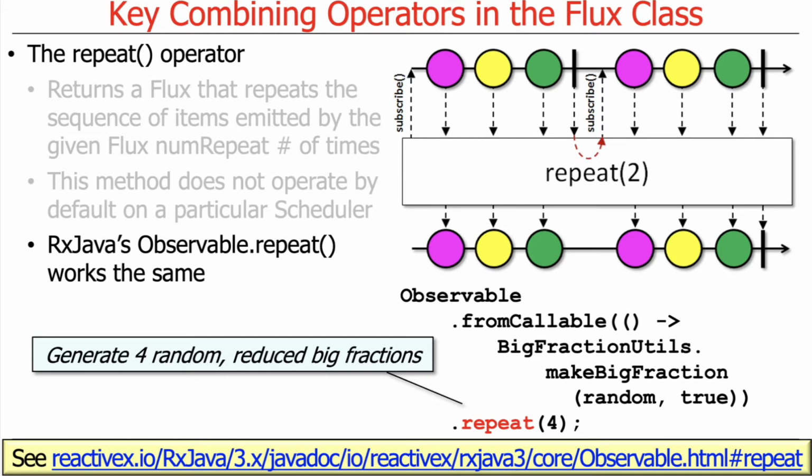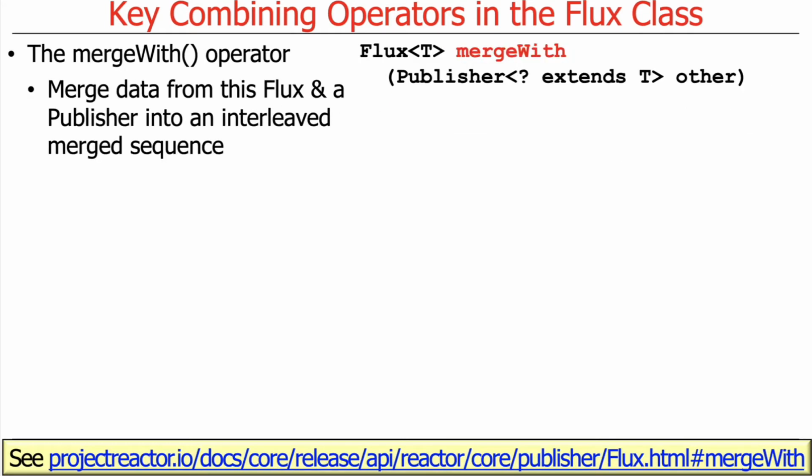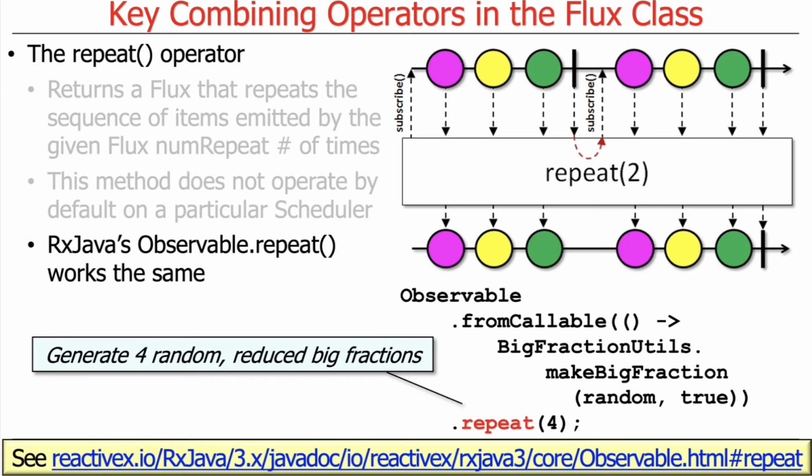RxJava has a repeat operation that works exactly the same. Interestingly enough, there's really nothing quite like this in Java streams. There's no repeat operation. It's kind of cool, but it's also a little bit hokey. But it's certainly usable, and it works well for this kind of use case where you are going to be creating a different value each time and you want to just make sure it happens.